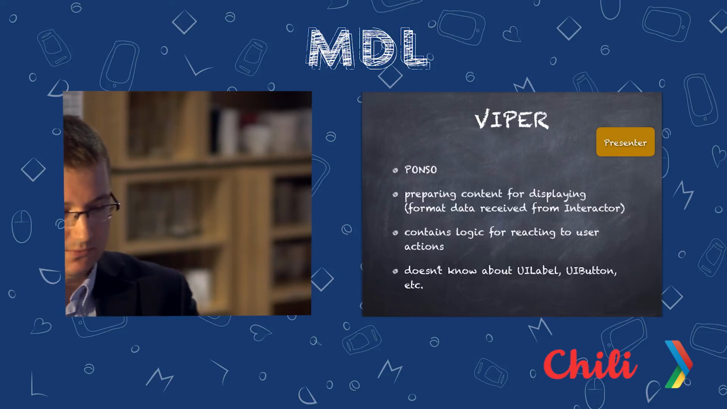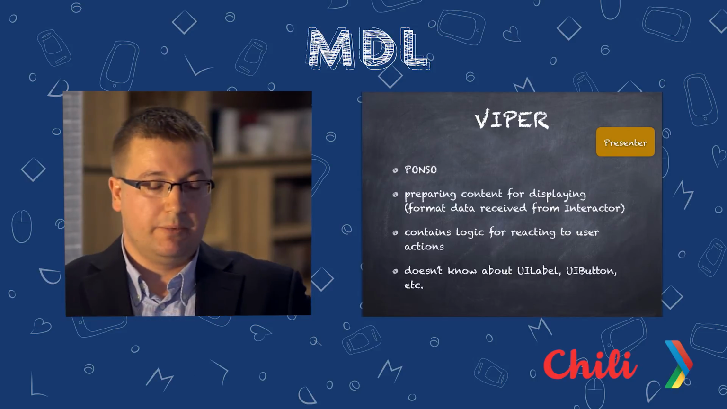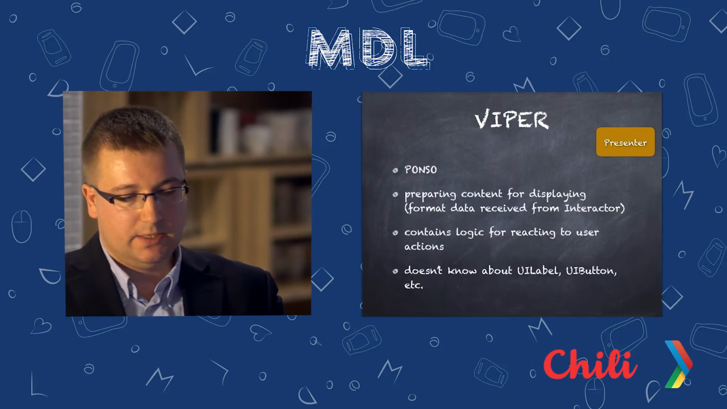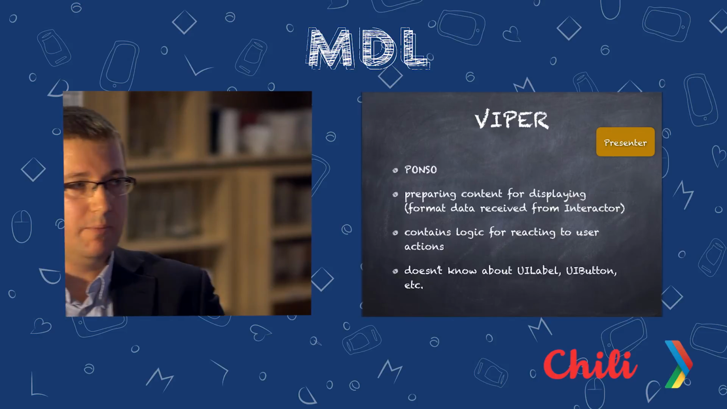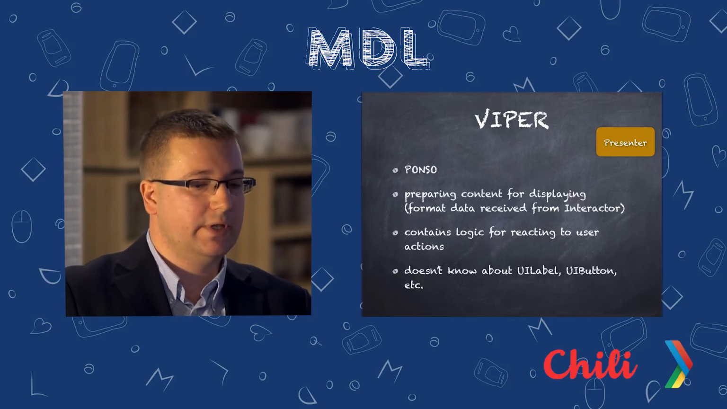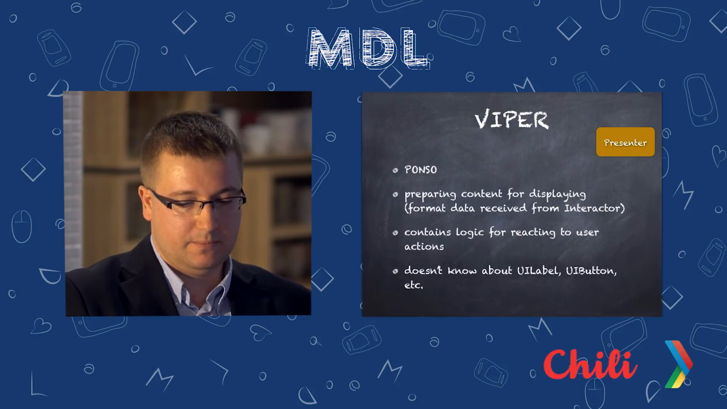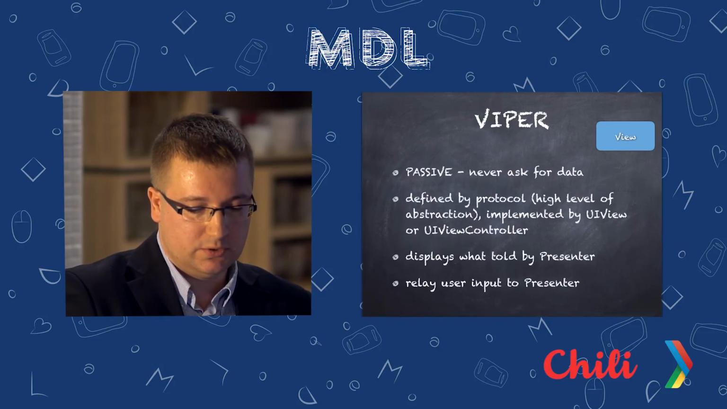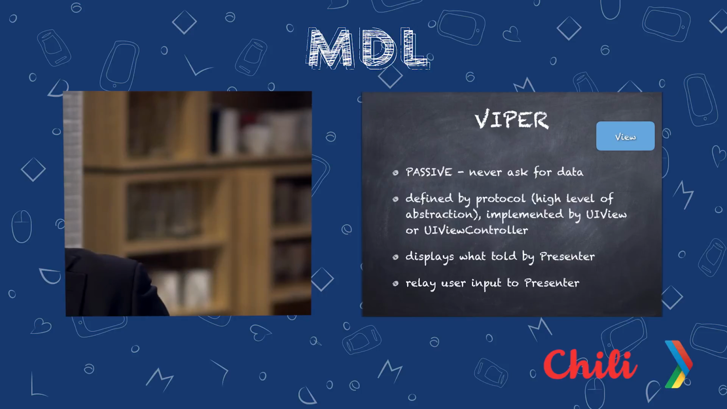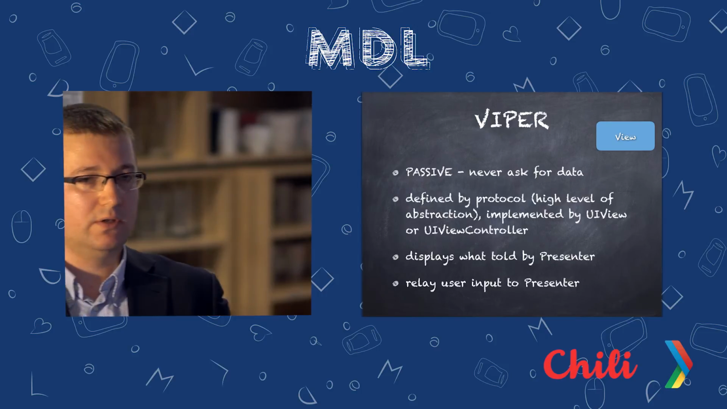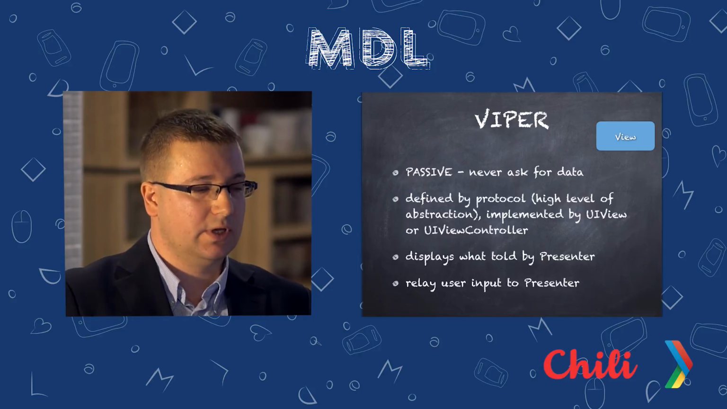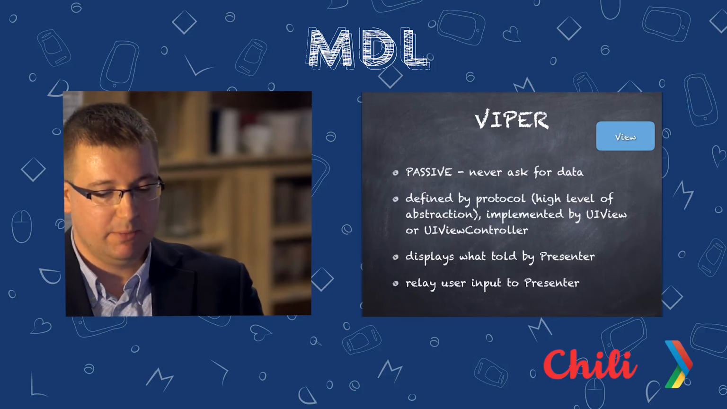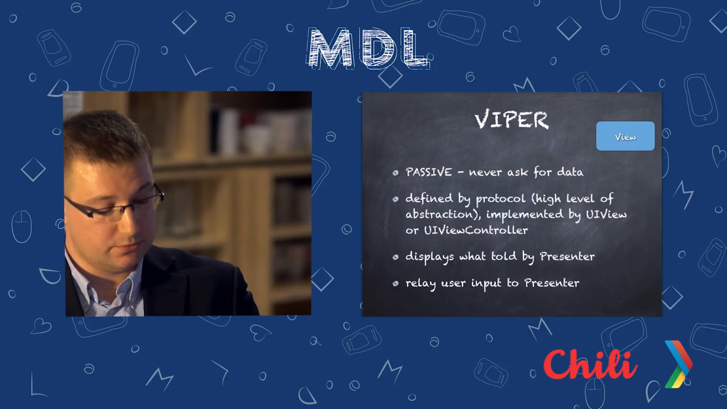The presenter is responsible for preparing data received from the interactor and passing it to the view. Again, it knows nothing about the UI part. It only transforms the data, but it doesn't present it. It's not showing it on the screen. The view is the one who is responsible for showing, but in our case, it is passive. It never asks anyone, give me some data. It only presents what it is given. And usually in iOS, it is implemented by the UIView or UIViewController.